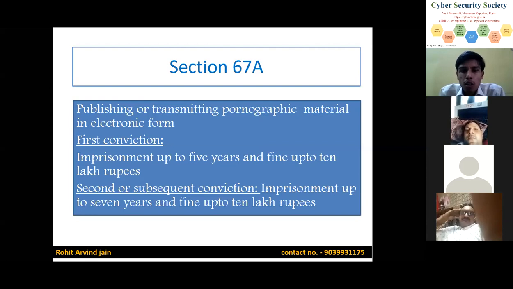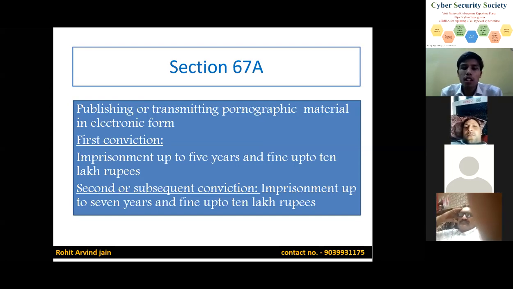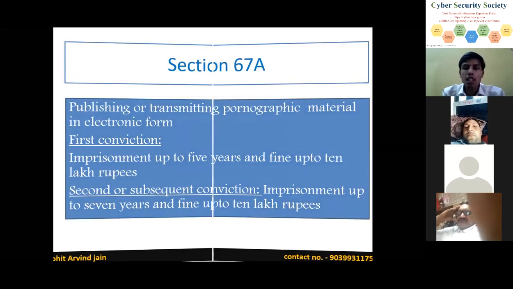If someone is publishing or transmitting pornographic material in electronic form, then imprisonment up to 5 years and a fine up to 10 lakh rupees are imposed on that person. Imprisonment up to 5 years on first conviction and up to 7 years on second conviction, with a fine up to 10 lakh rupees. Then Section 67B, which deals with child pornography.